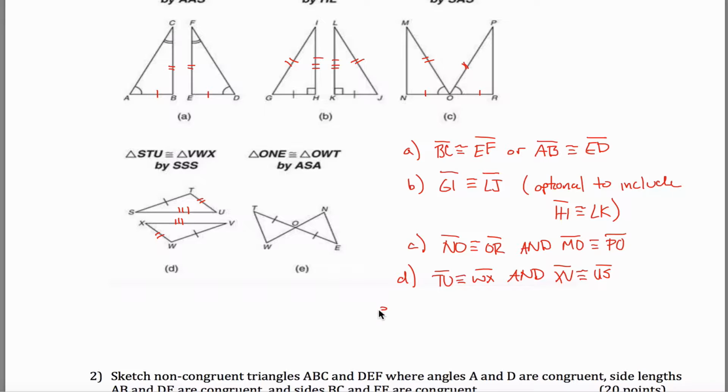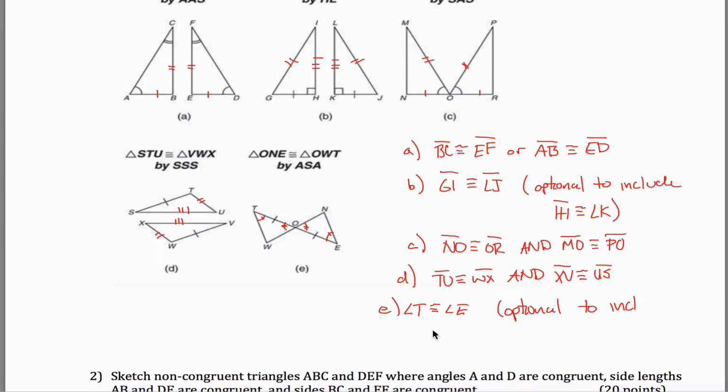And the last one, E. I want angle, side, angle. I have one side, so I need two angles. What I need is the two angles that kind of go about this side. So this angle and this angle. I need angle T, let's put the little angle mark, to be congruent to angle E. And then I'm going to say optional to include angle O.